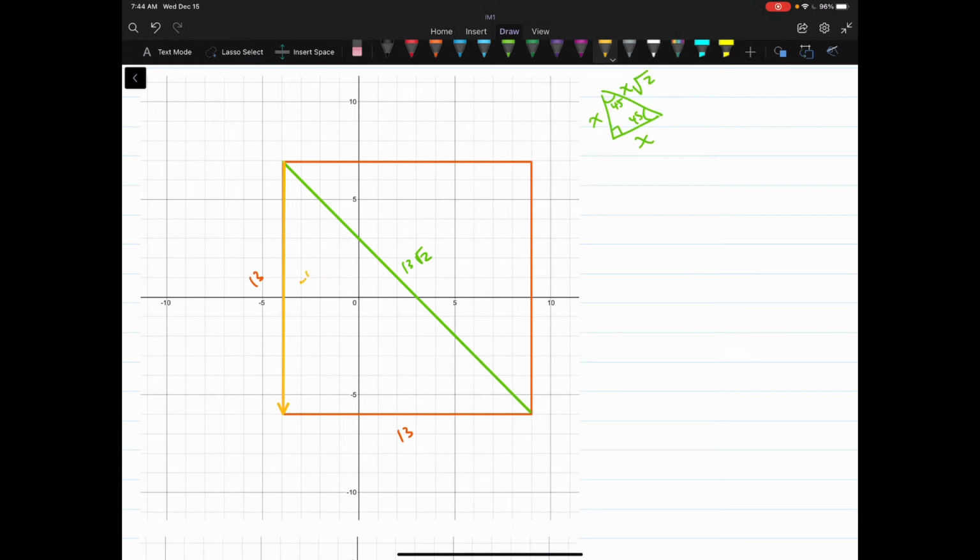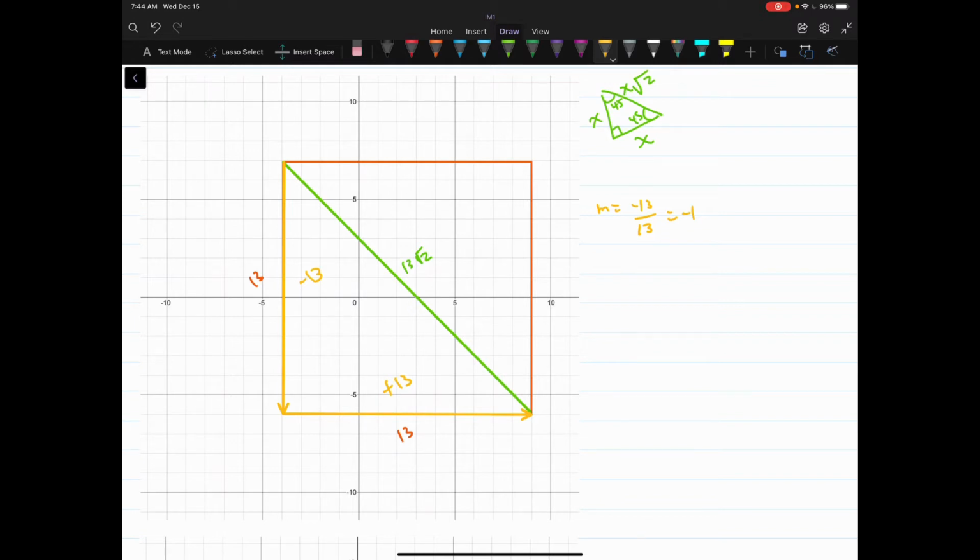So my rise is negative 13, and my run is going to be from here to here, and that's going to be positive 13. So as you can see, my slope is going to be negative 13 over 13, which is just negative 1, right?